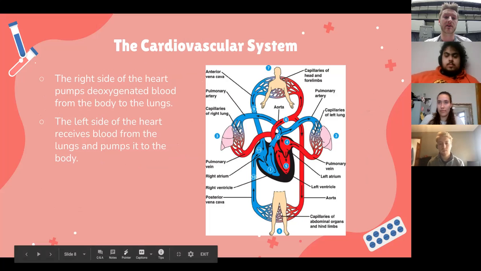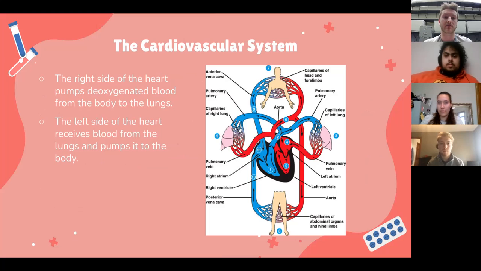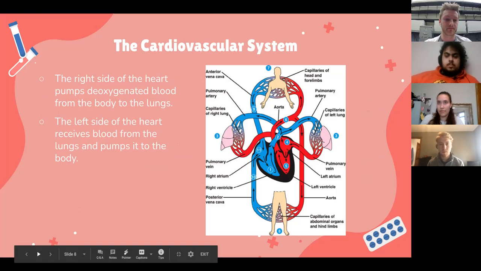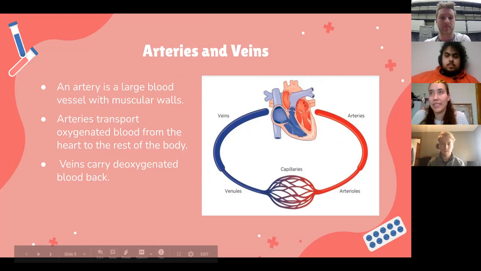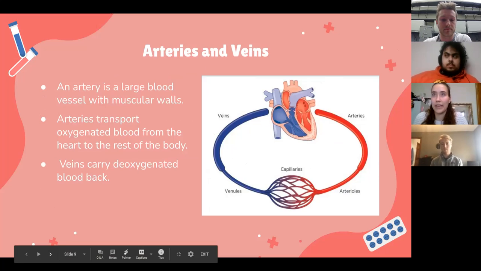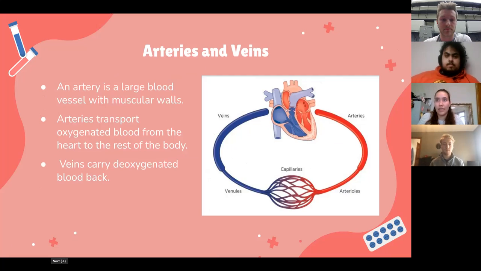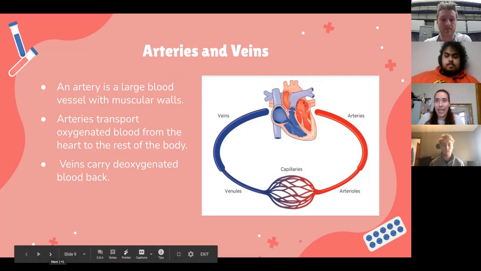The cardiovascular system. The right side of the heart pumps deoxygenated blood from the body to the lungs, and the left side of the heart receives the blood from the lungs and pumps it to the body. An artery is a large blood vessel with muscular walls that transports oxygenated blood from the heart to the rest of the body. Once the oxygen has been delivered to the cells through the capillaries, deoxygenated blood is carried back to the heart by the veins, where it is taken to the lungs to get more oxygen, and the cycle begins again.